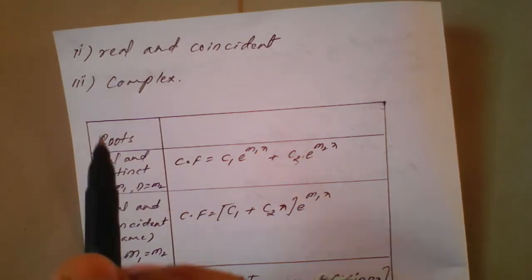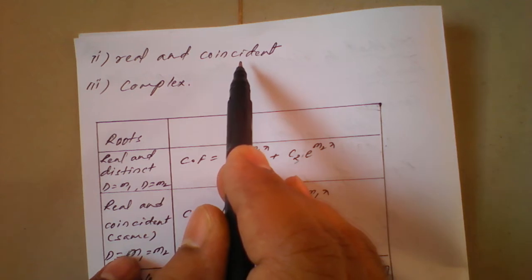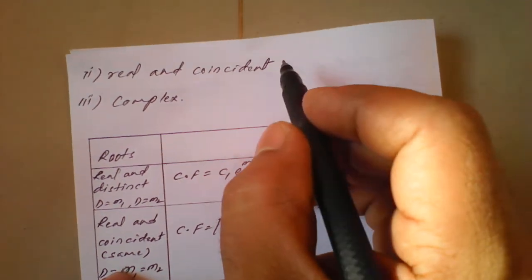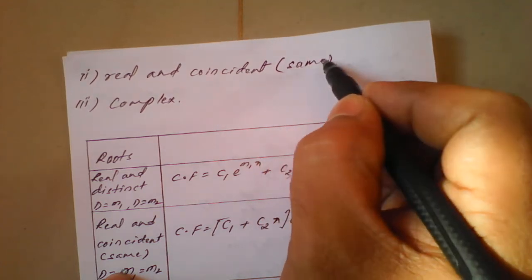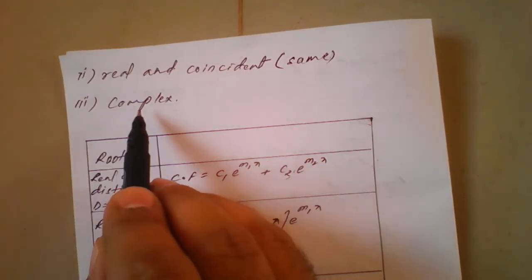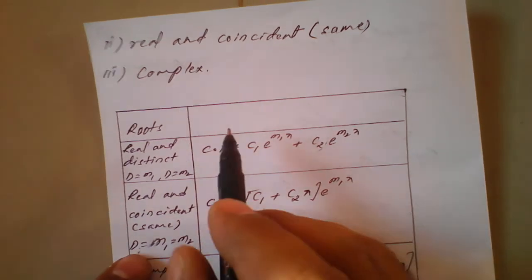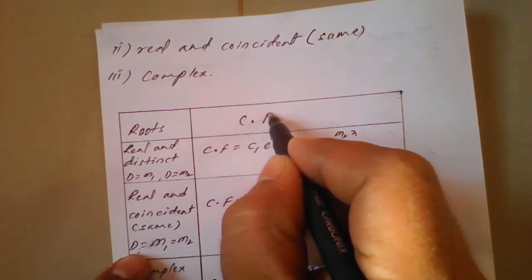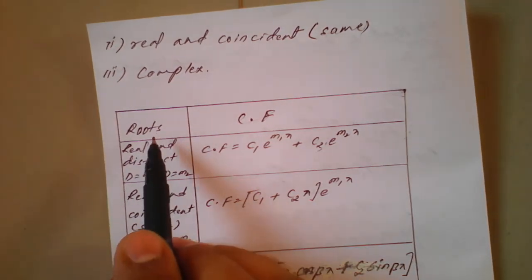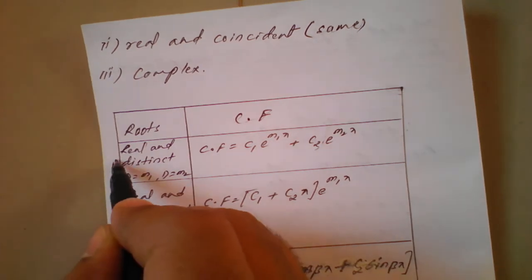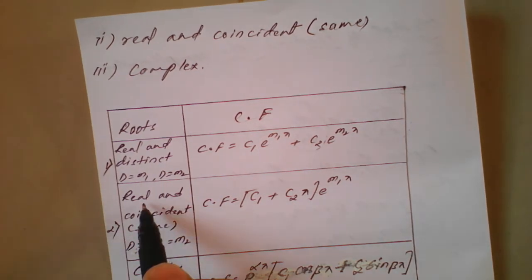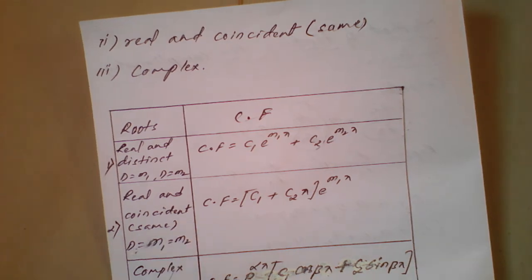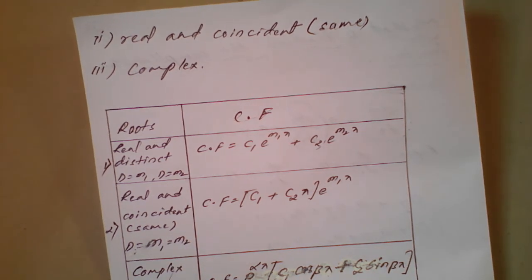Next is real and coincident. Coincident you can consider as meaning the same or equal. And then complex roots. I have given a chart here for the CF, for the roots. The first is real and distinct roots, the second is real and same or equal roots, and the third is complex roots.